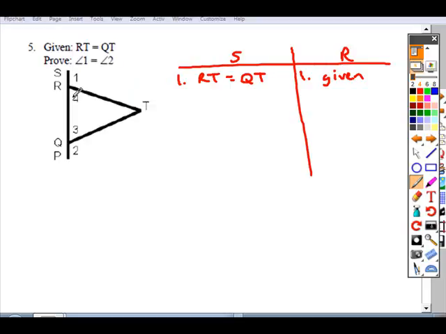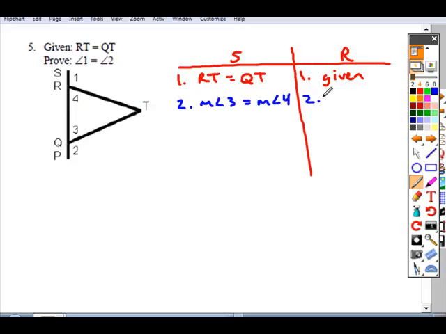Okay? So again, we can either interpret our given, or we can try to introduce our end state. Well, the given is that these two sides, RT and QT, are equal to each other. And there is another relationship that you can derive from that. What kind of a triangle is RTQ? It's an isosceles triangle. So what do you know about the base angles of that isosceles triangle? They're equal. So we could make the statement that angle 3 and angle 4 are equal here.